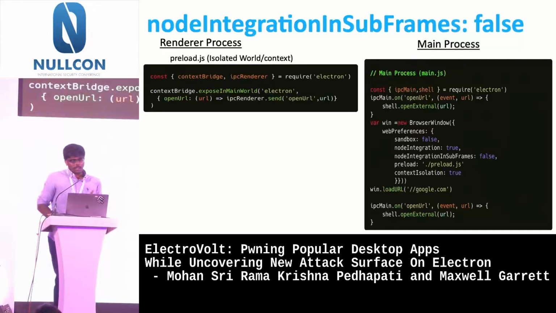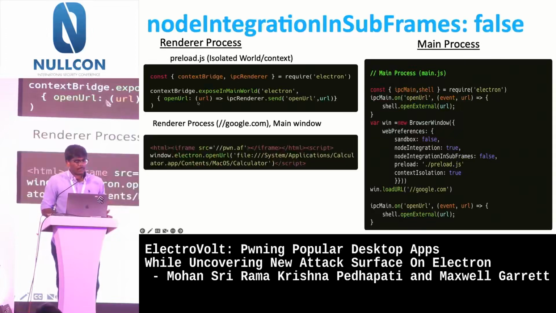So in the right block, we have a main process using the web preference nodeIntegrationInSubFrames set to false, and it started an IPC event listener. As I said, using the preload script, you can expose that IPC openURL to the main page, and the google.com page can access window.electron.openURL, which is exposed by the preload script.